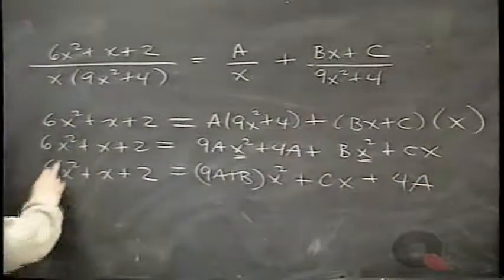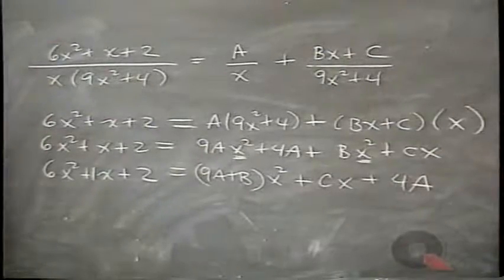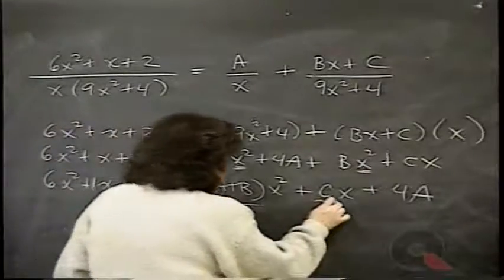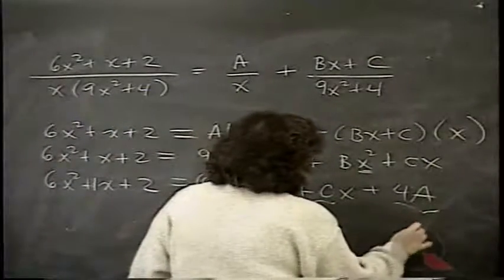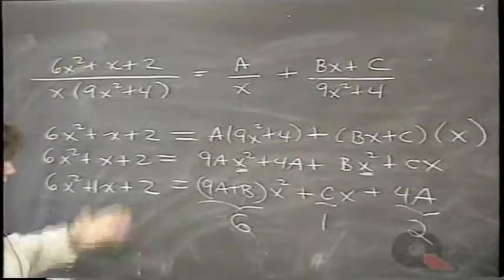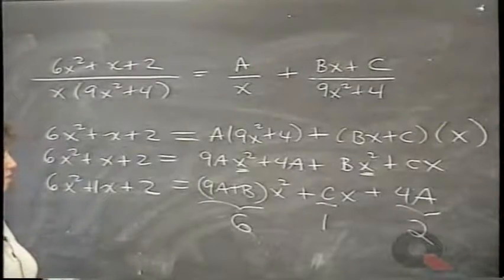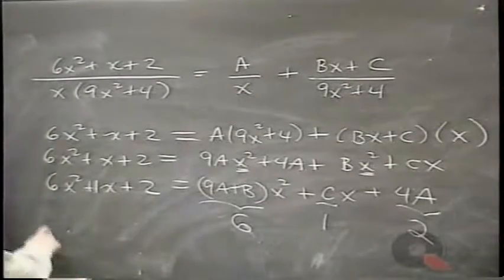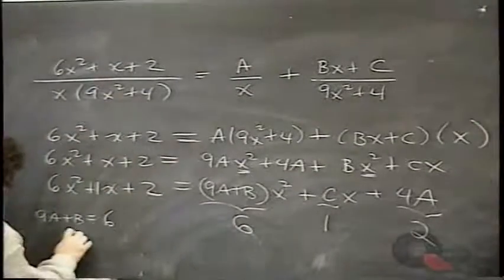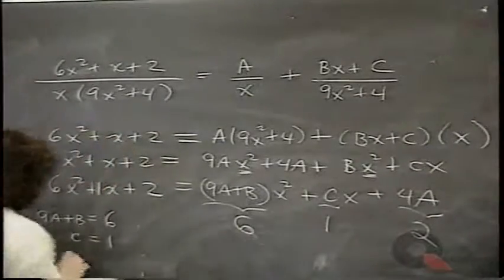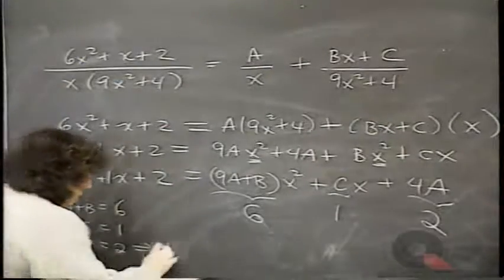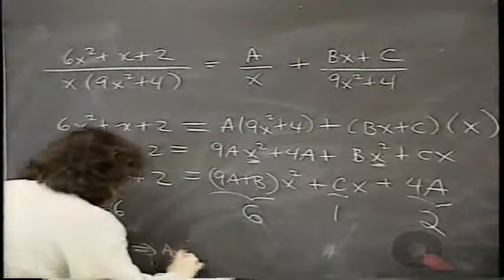Now I want to match this to 6x squared plus 1x plus 2. The only way that's going to happen is if 9a plus b becomes 6, c is 1, and 4a is 2. Then this would be 6x squared plus 1x plus 2. So in this particular problem, the equating coefficients actually works better than the substitution, because we have now 9a plus b equals 6. But we immediately have that c equals 1 and that 4a equals 2. So this tells me that a is equal to 2/4 or 1/2.